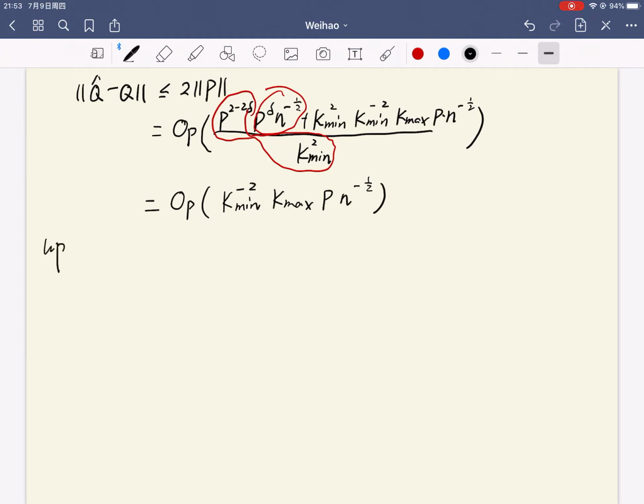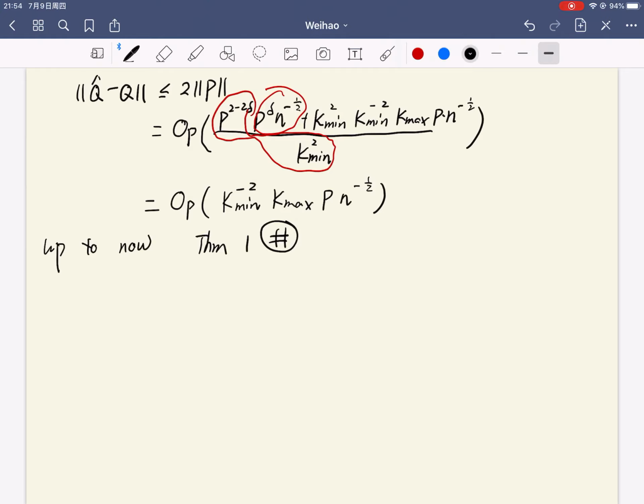Up to now, we have proved theorem 1. The rate here can be improved if we have some standard assumption on the white noise. For example, if it is Gaussian, then the rate of convergence is expected to be better.